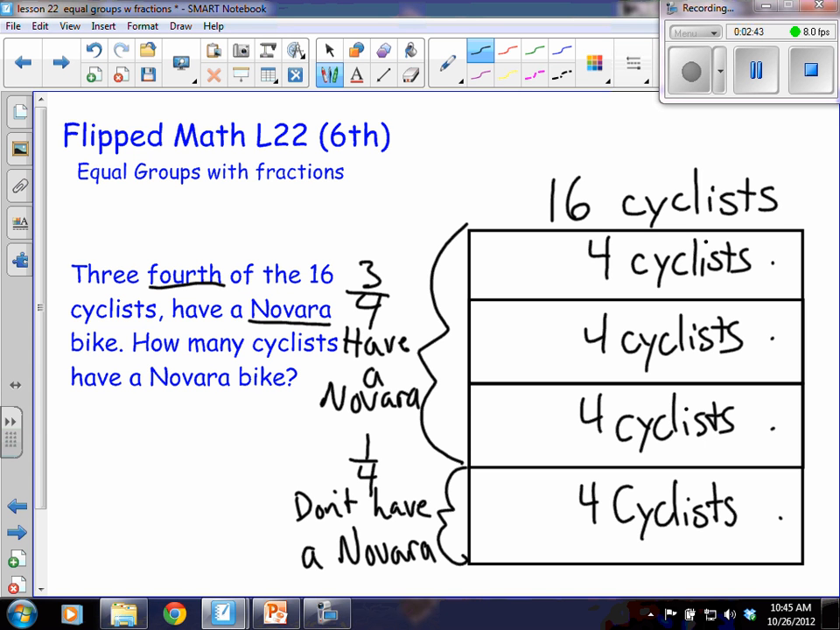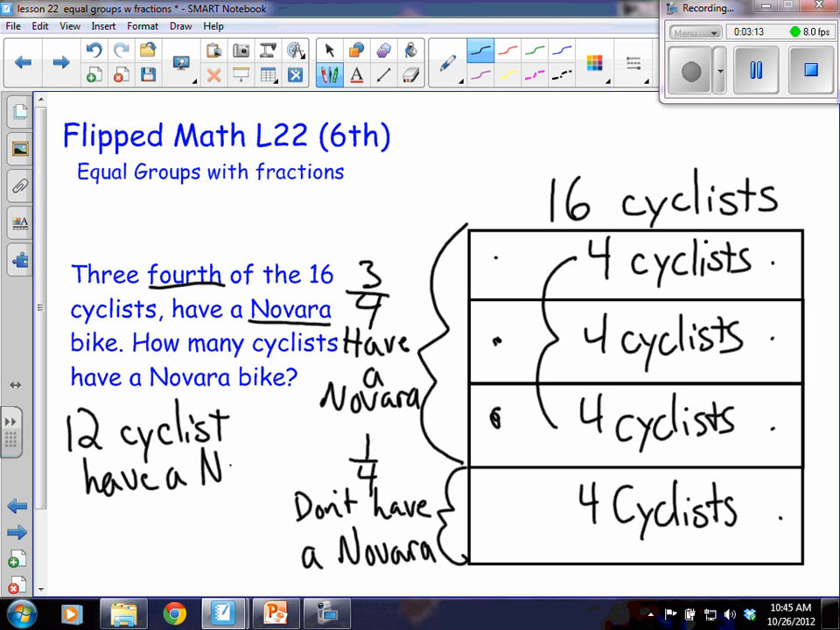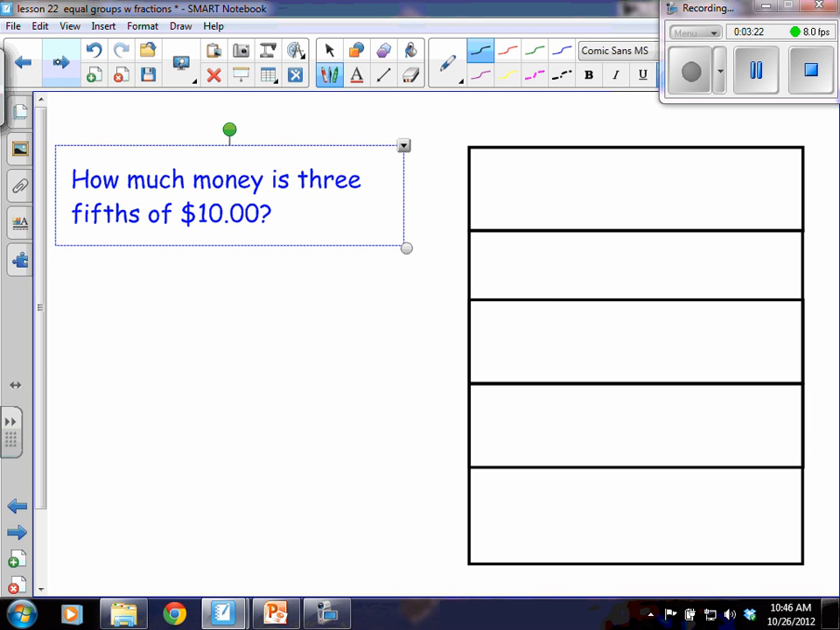So after pictorially showing what this question is all about, we can answer it. It says, how many cyclists have a Novara bike? We know that it's 3/4, so we can say this plus this plus this, so 4 plus 4 plus 4, that's 3/4, and so that is a total of 12. So 12 cyclists have a Novara. And so we start to see how equal groups works with fractions.